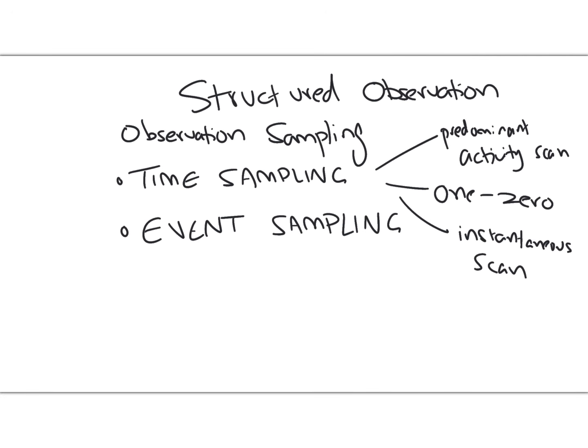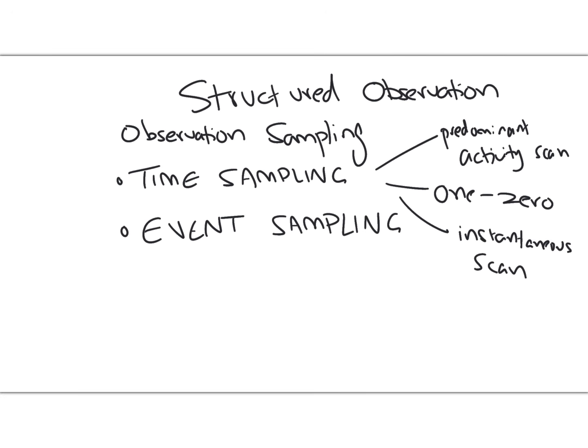Another form is called 1-0 scan. In a 1-0 scan, you set a time limit, let's say again 20 minutes, but you simply state if the behavior was shown or not. So you're not saying how many times it was shown, you're just simply stating if the behaviors on your checklist were displayed or not even once. And predominant activity scan is you set a time limit, let's say 20 minutes. You've got 5 behaviors you want to observe. You will note which of the 5 behaviors was the predominant activity, the one that was displayed the most by the participant within those 20 minutes.